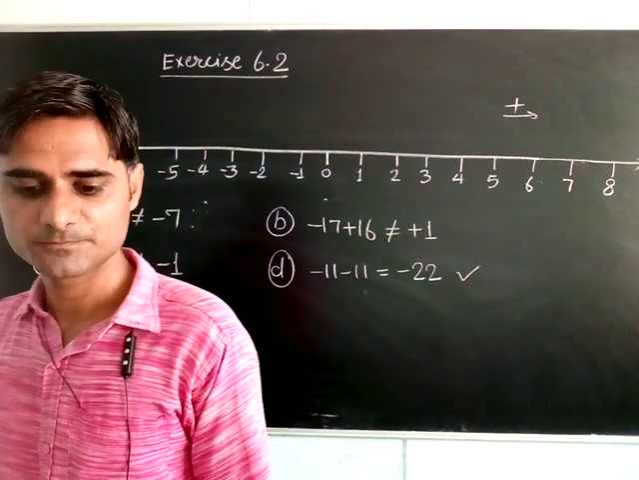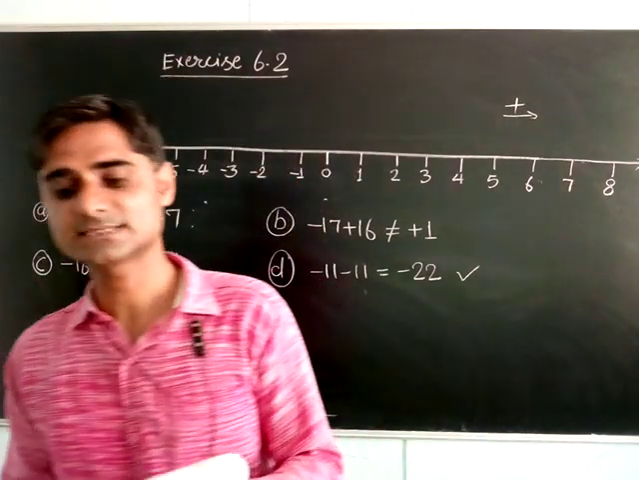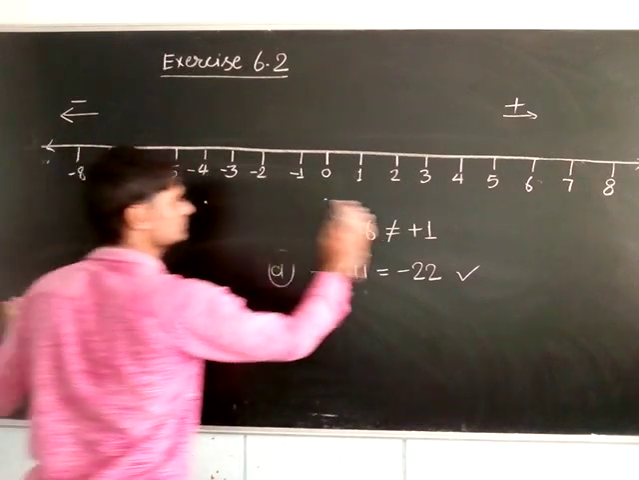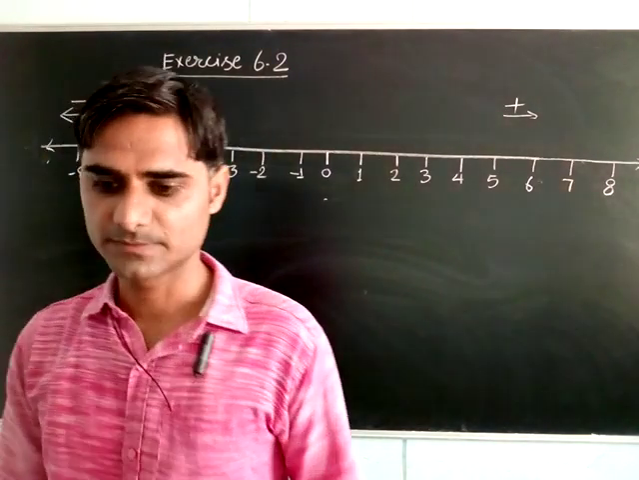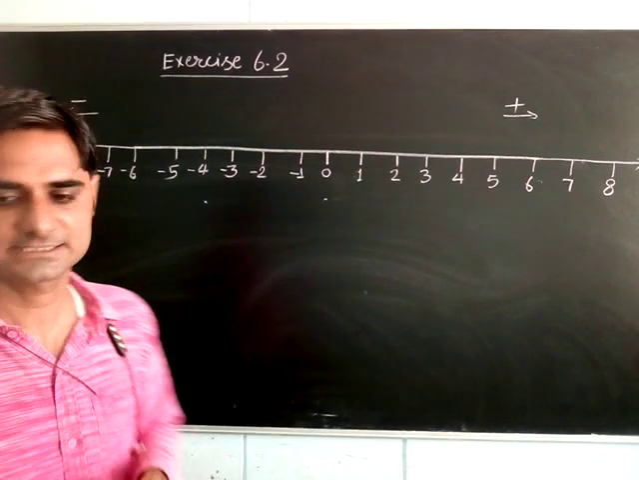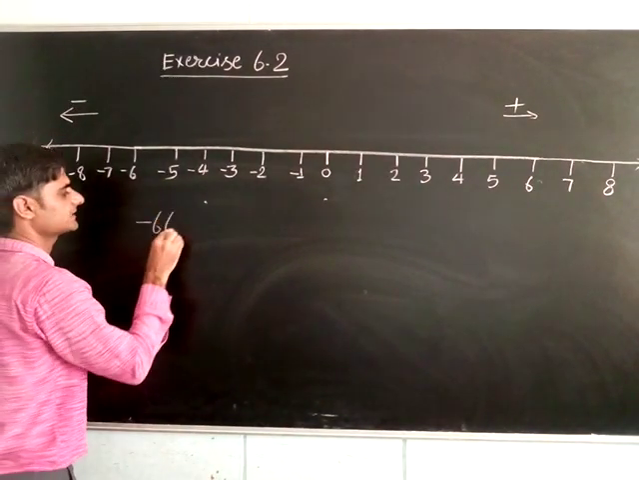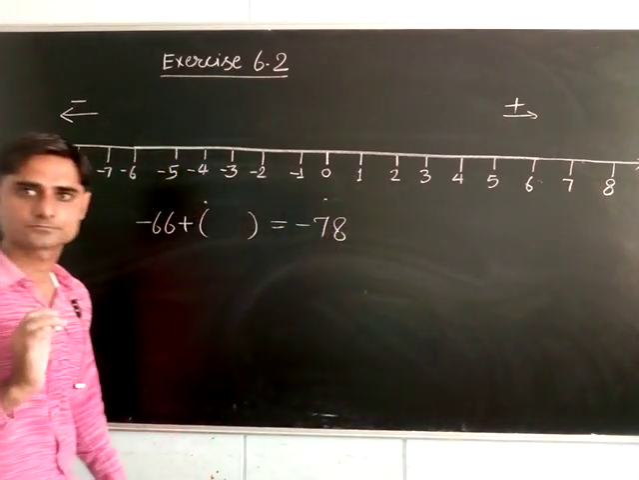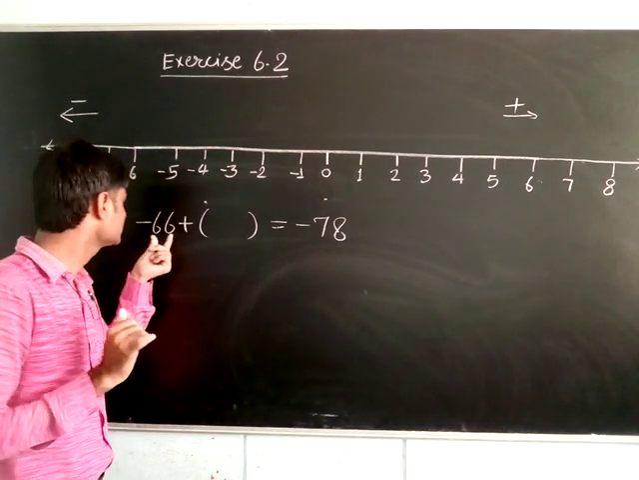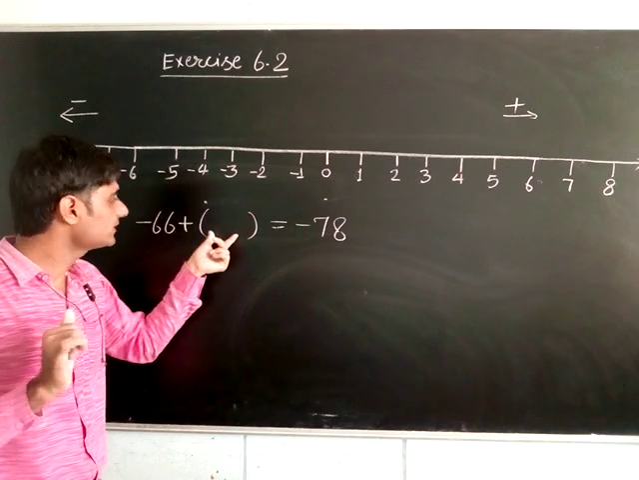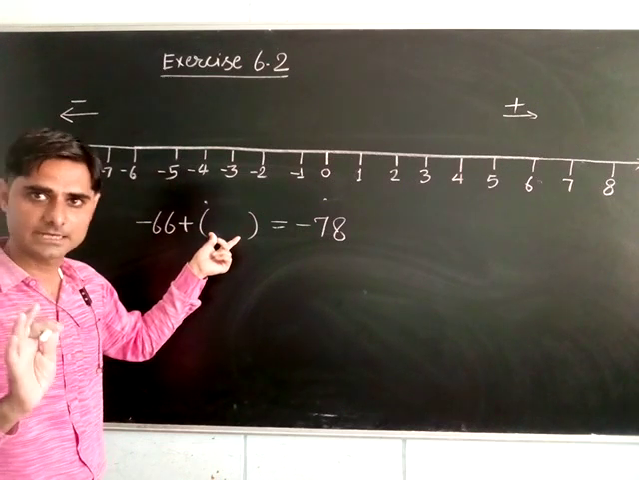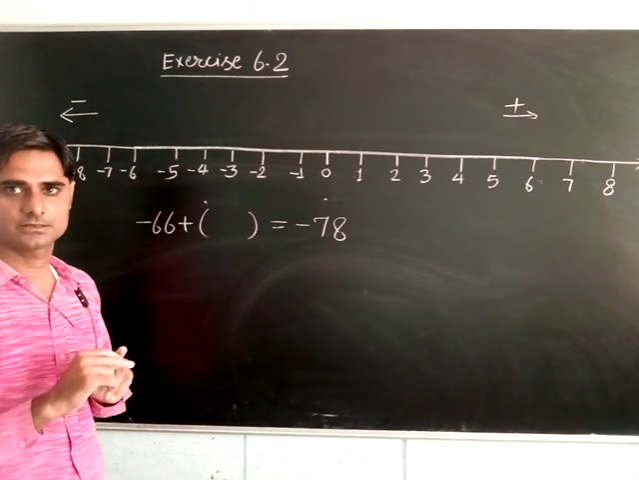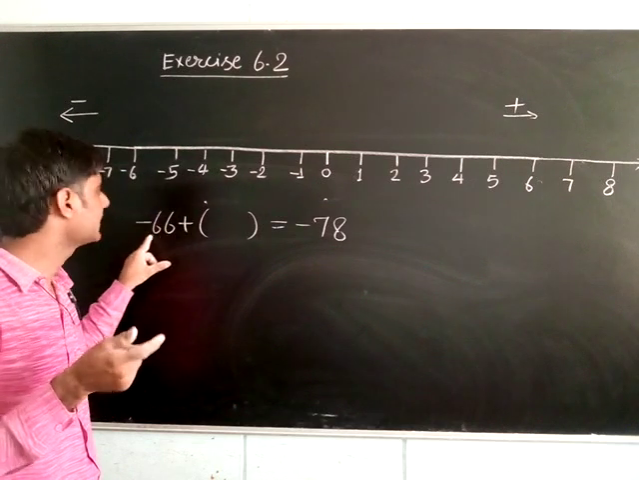Next question is the number that must be added to minus 66 to get minus 78. What question is given? The number is minus 66. What number we will add to minus 66? We will add something to get minus 78. Just keep this in consideration. This is minus 66. If we will add a positive number, this is positive and this will be negative. Different sign we will subtract, and if we will subtract, this will become less.